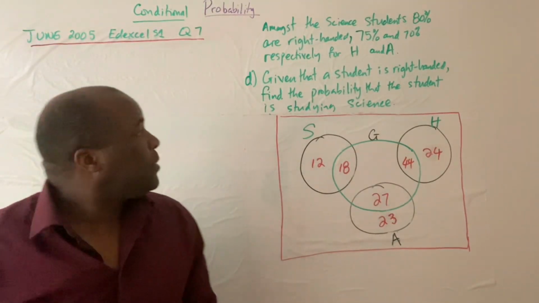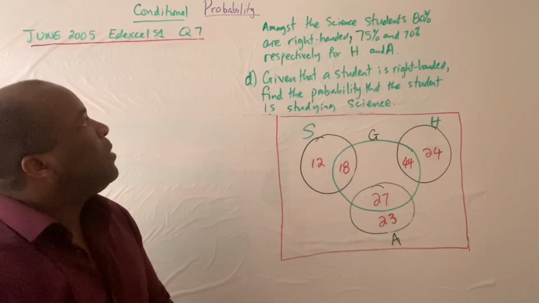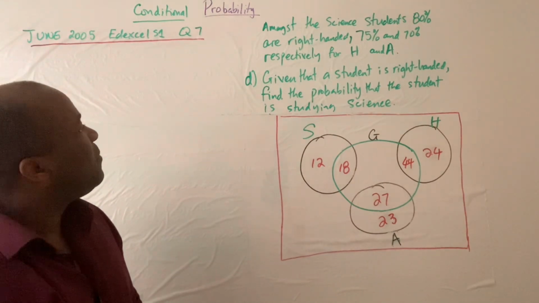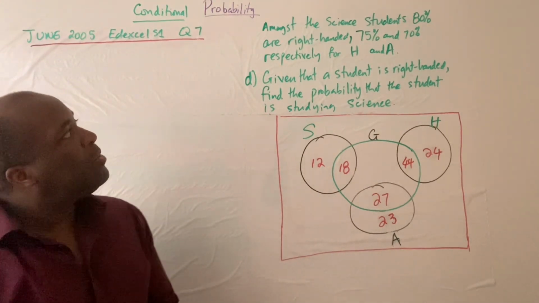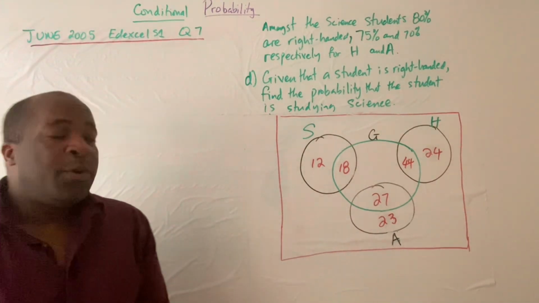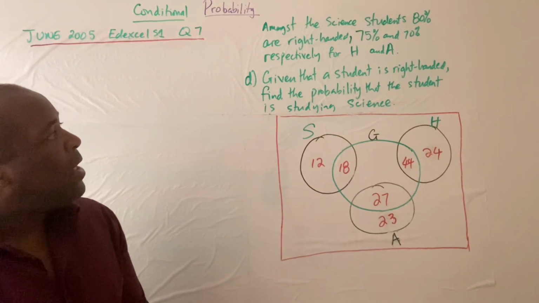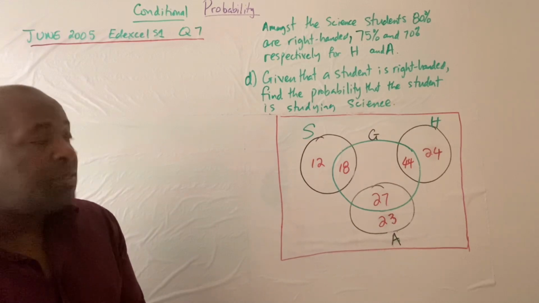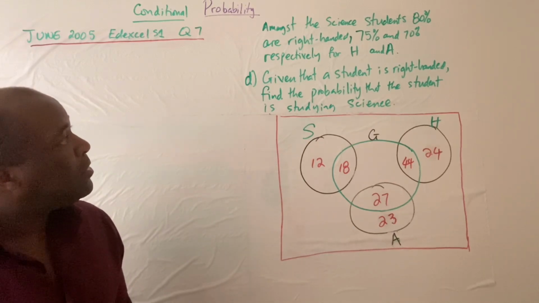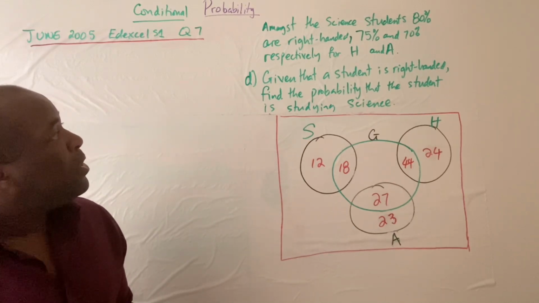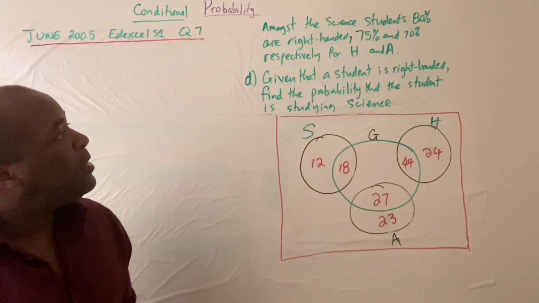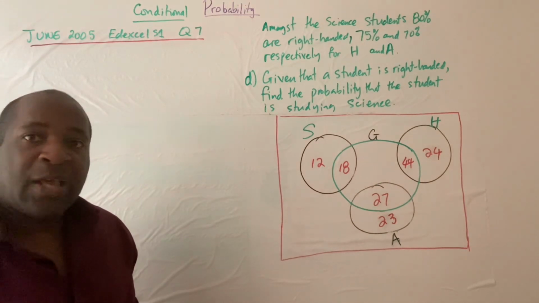Okay, welcome again. So we're continuing with part D of the June 2005 EdExcel S1 paper, question 7. In part D, we're told that a student is randomly chosen and that student is a right-handed student. So given that a right-handed student has been randomly chosen, find the probability that the student is studying science.